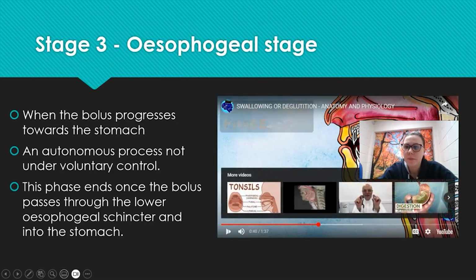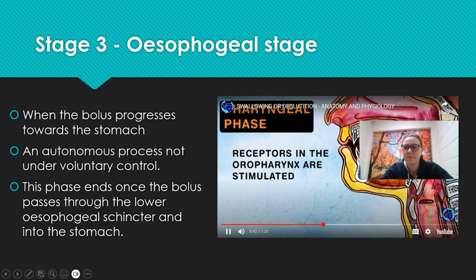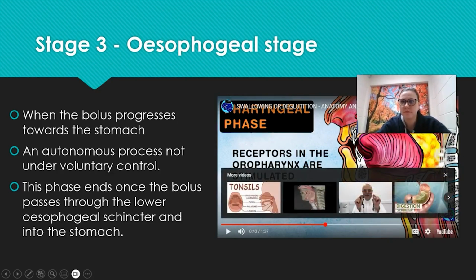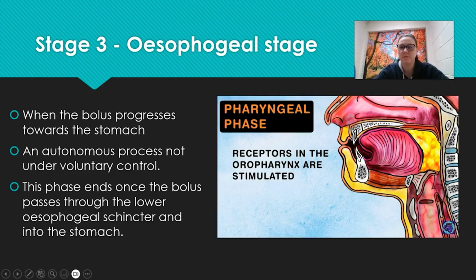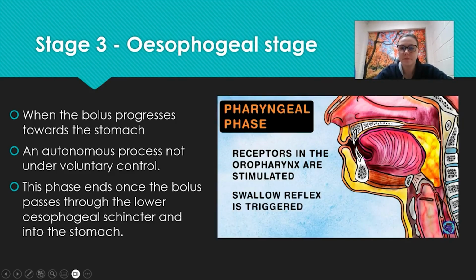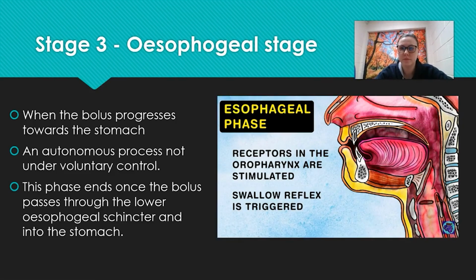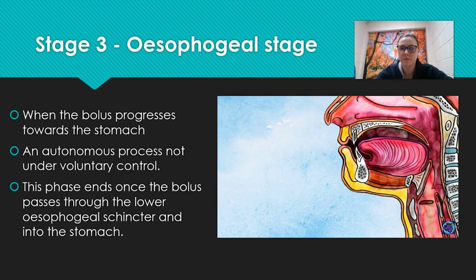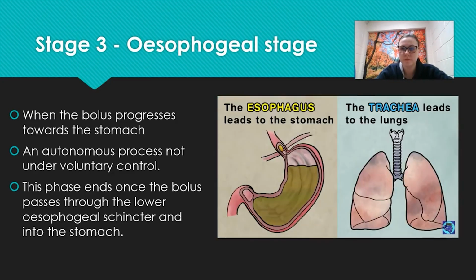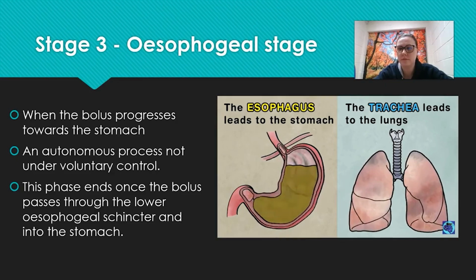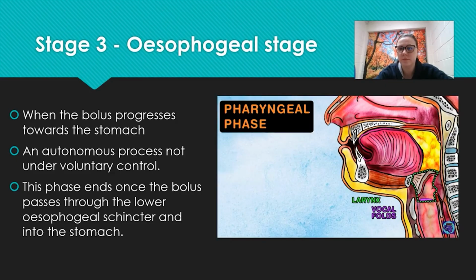Here we go. The pharyngeal phase begins when receptors in the oral pharynx are stimulated. This triggers initiation of the swallow reflex, which is involuntary. This part of swallowing must be coordinated perfectly because the pharynx is the entrance to both the esophagus and the trachea. While the esophagus leads to the stomach, the trachea leads to the lungs. The vocal folds are located in the larynx, which is at the top of the trachea.